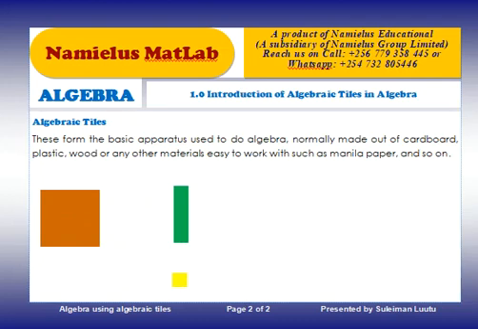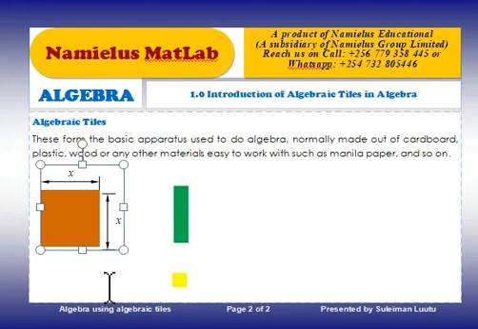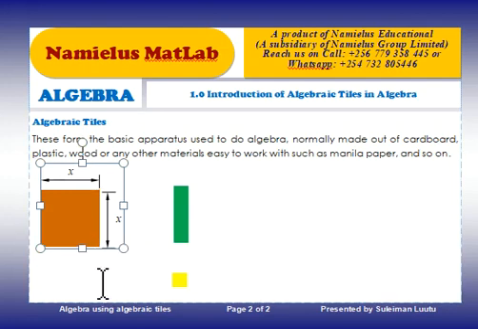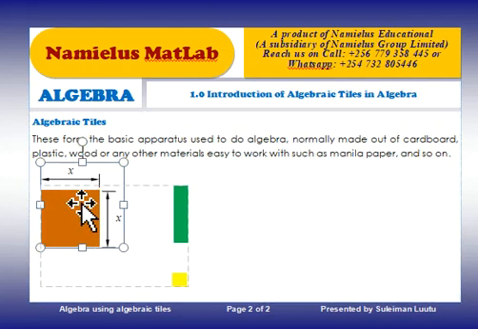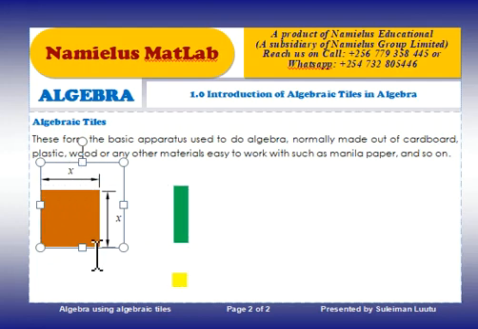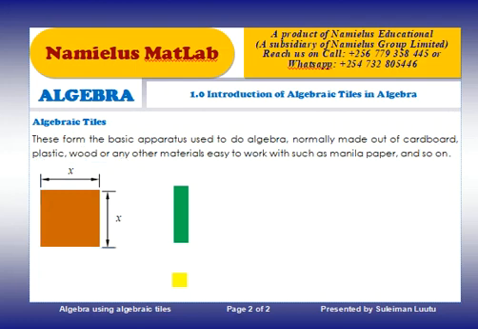The first, brown tile has dimensions of x by x. That means it is a square tile. Length and width are the same, both of dimension x.